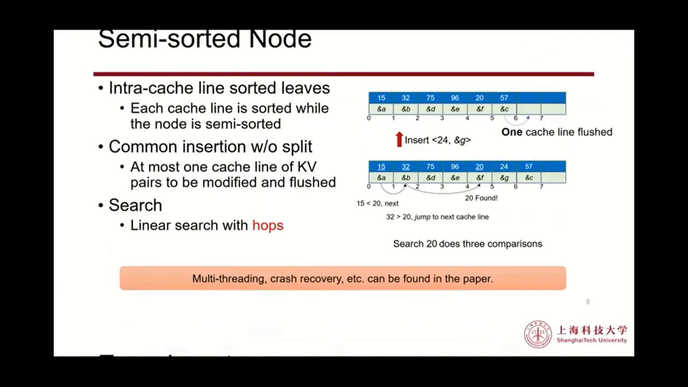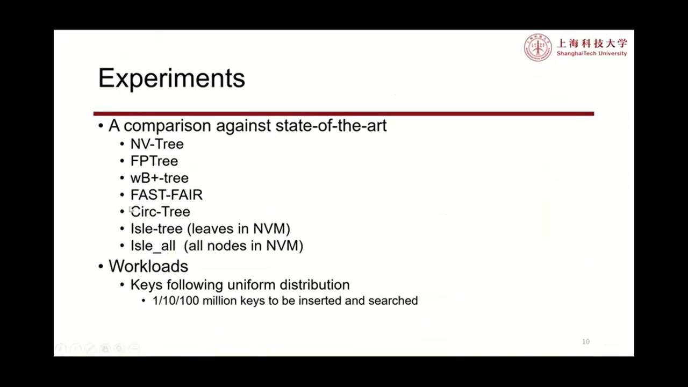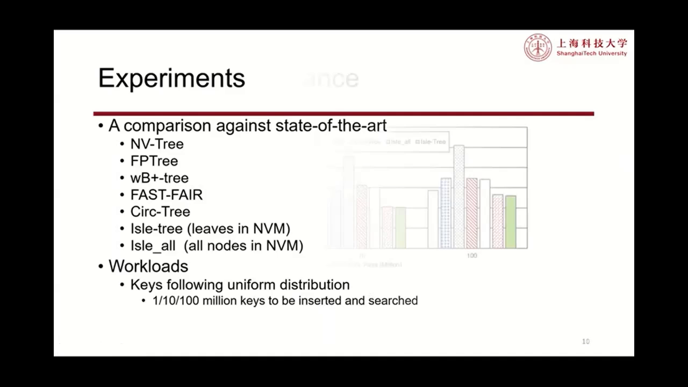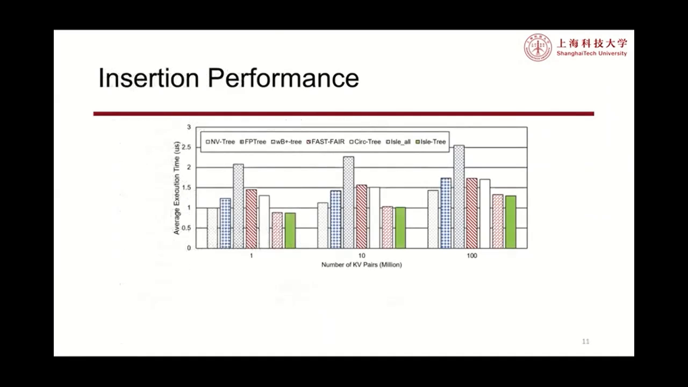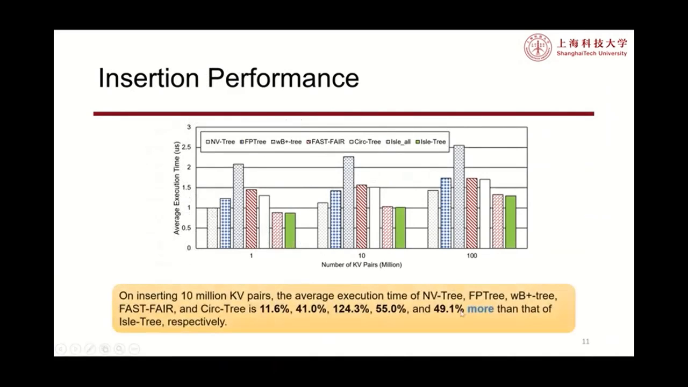We have compared IO3 to the state-of-the-art B+ tree. We used many workloads. Here I only show some workloads following the uniform distribution for the standalone B+ tree. This is the insertion performance, showing the average execution time. From this diagram, you can see that the execution time of the state-of-the-art is much longer than IO3. That means IO3 achieves much higher insertion performance.